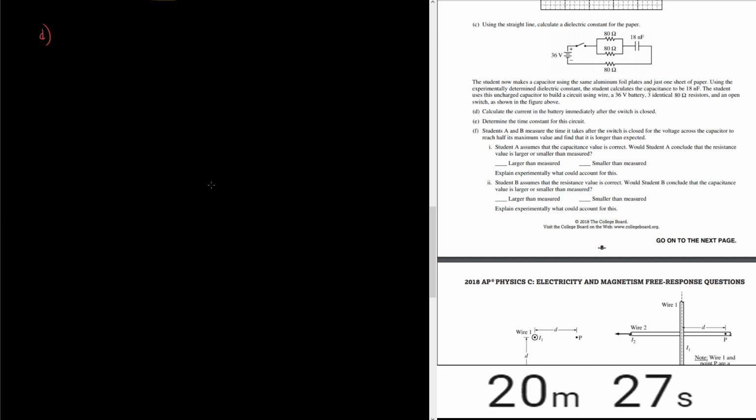The student collects the capacitance to be 18 nanofarads. The student uses this uncharged capacitor to build a circuit using a wire, a 36-volt battery, 3 identical 80 ohm resistors, an open switch as shown in the figure above. Calculate the current of the battery immediately after the switch is closed.